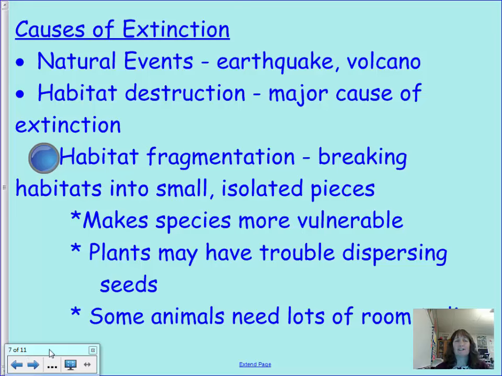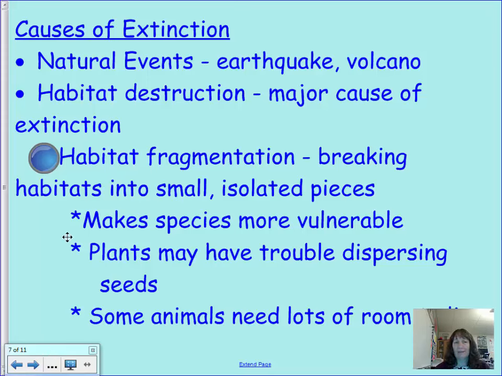Some causes of extinction are natural events like earthquakes and volcanoes, but the biggest one is really habitat destruction. That's the major cause of extinction, and that's mainly because of humans. There's something called habitat fragmentation, and this means we're breaking the habitat into small isolated pieces. Like we have nature preserves and parks in little pieces here and there around neighborhoods, but they're not very connected.